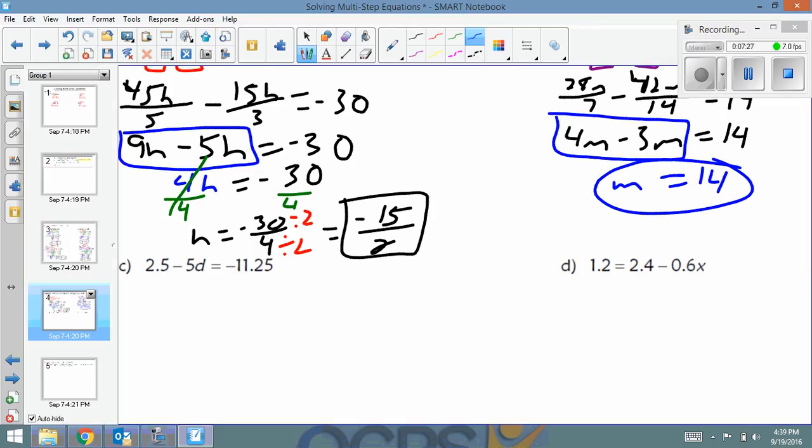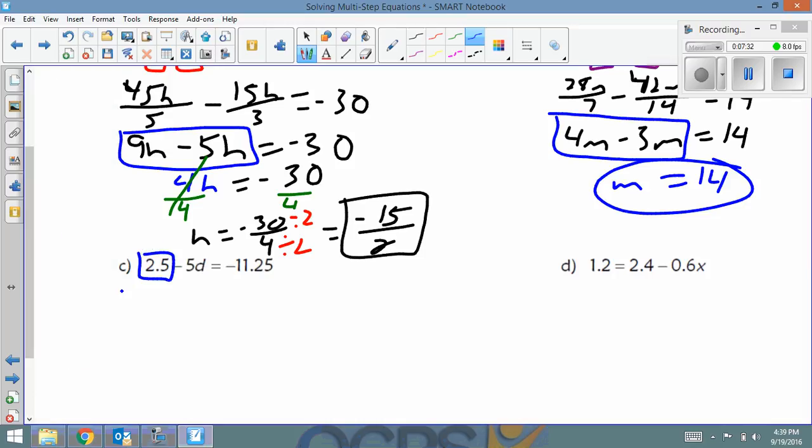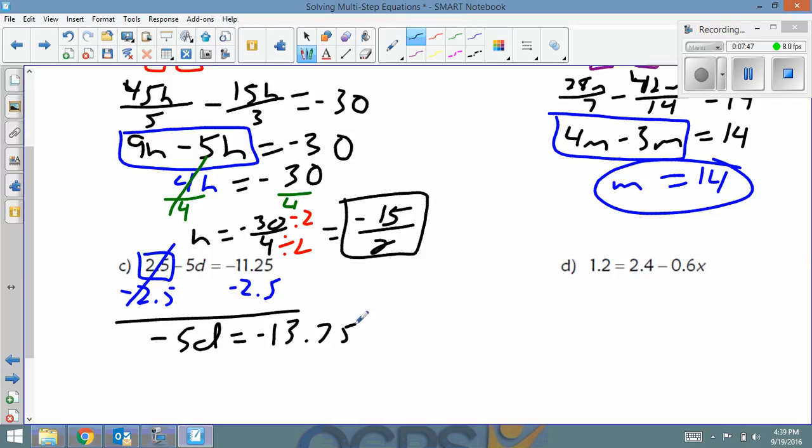Decimals are done the same way. So we want to take this 2.5 and subtract it from both sides. Our negative 5d comes down. That gives me negative 13.75. And because they were decimals, when we divide this, we're going to leave them as decimals. So I'm going to get d is equal to 2.75.